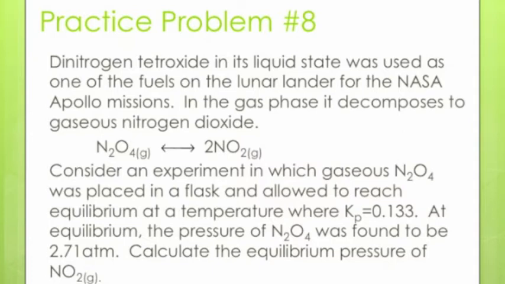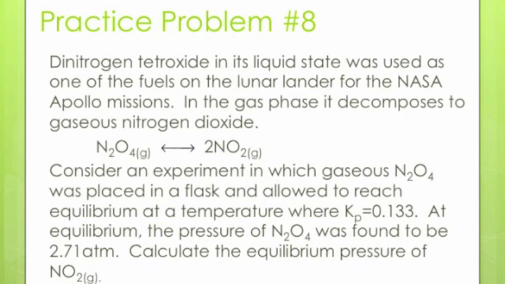The last problem we are going to try is practice problem number 8 on page 610. Dinitrogen tetraoxide in its liquid state was used as one of the fuels on the lunar lander for the NASA Apollo missions. In the gas phase, it decomposes to gaseous nitrogen dioxide. Consider an experiment in which gaseous N2O4 was placed in a flask and allowed to reach equilibrium at a temperature where Kp is equal to 0.133. At equilibrium, the pressure of N2O4 was found to be 2.71 atmospheres. Calculate the equilibrium pressure of NO2.